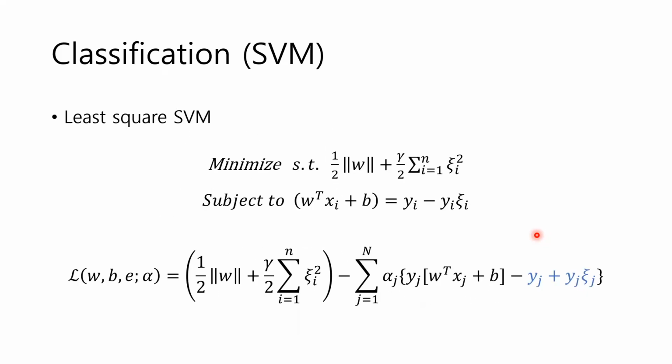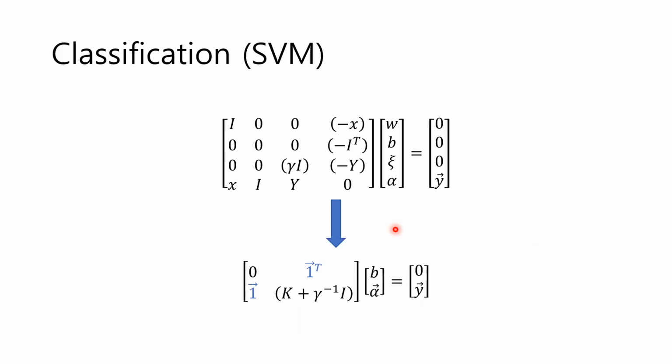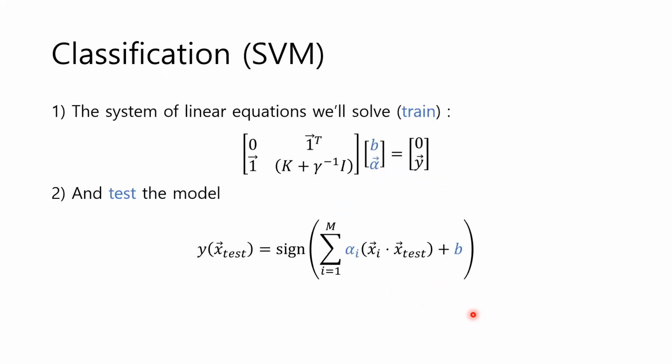But all you have to remember is this is the original problem: minimize this cost function. At the end, the problem can be reduced to this simple system of linear equations. And as you expected, we can apply the HHL algorithm here. So the whole classification algorithm is as follows. First, solve the system of linear equations, and second, test the model by using this test function.